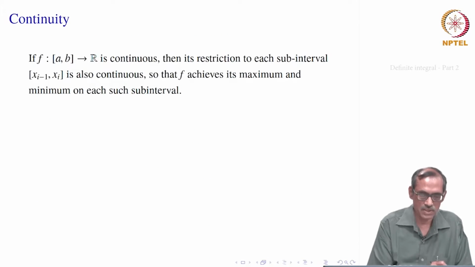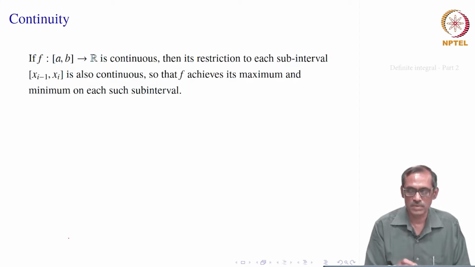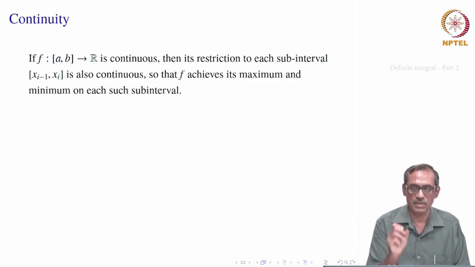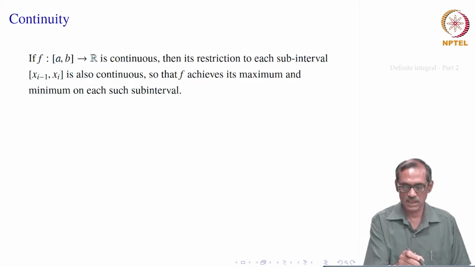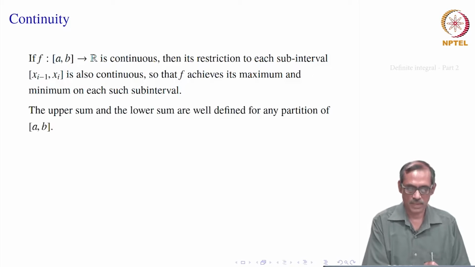And exactly using this, some theorem is proved, which we will not prove here. It says that suppose f is a continuous function from closed interval a b to R. So, automatically it is bounded, that we know. It is a closed interval a b. Now, its restriction to sub intervals is also continuous. So, f achieves maximum, f achieves minimum inside every sub interval, right.